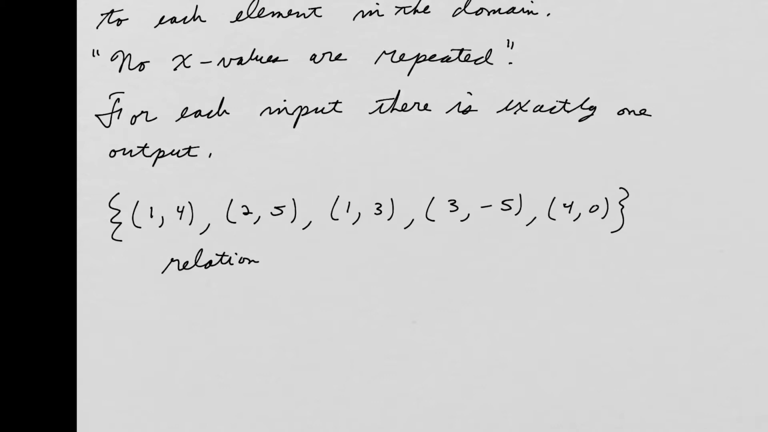Why? Because in order for it to be a function, remember, for each input there can only be one corresponding output. So for each X, there can only be one Y. Notice here that if any X value repeats, that means it can't be a function. In this case, the 1, which is the input, corresponds to 4. And here, it also corresponds to 3. But we can't have two outputs for one input in order for it to be a function. So this is a relation, but not a function.